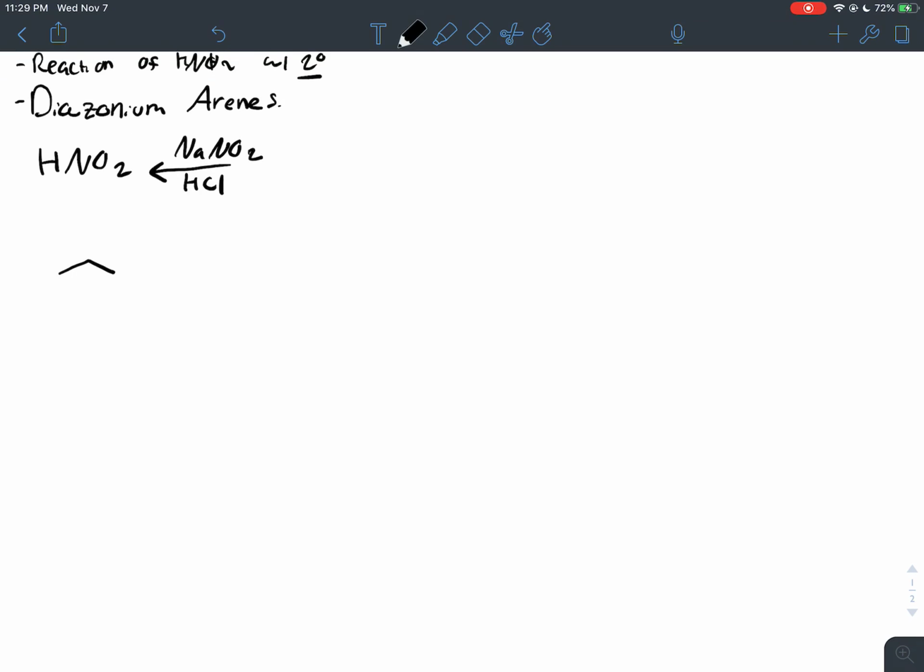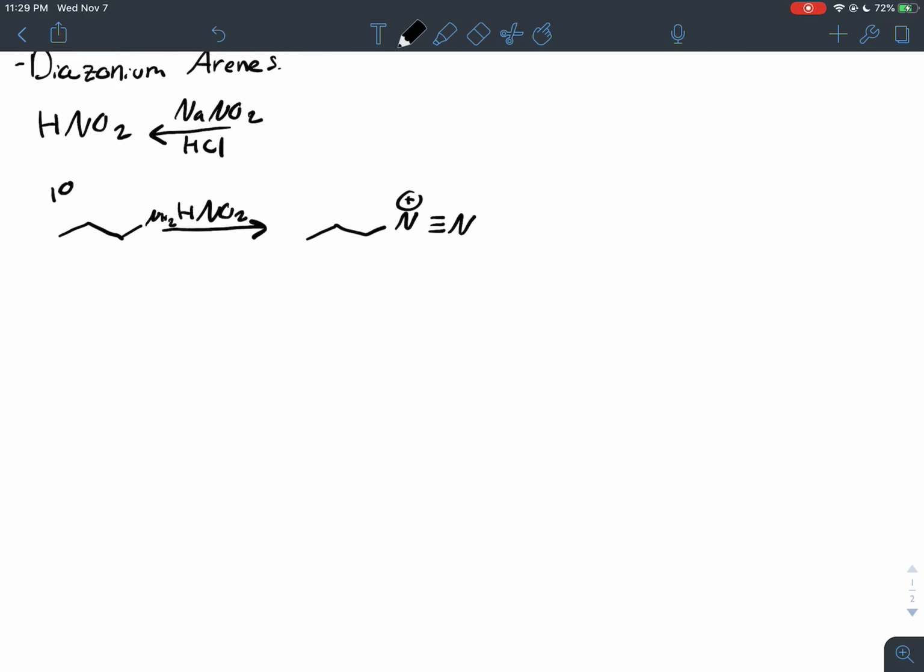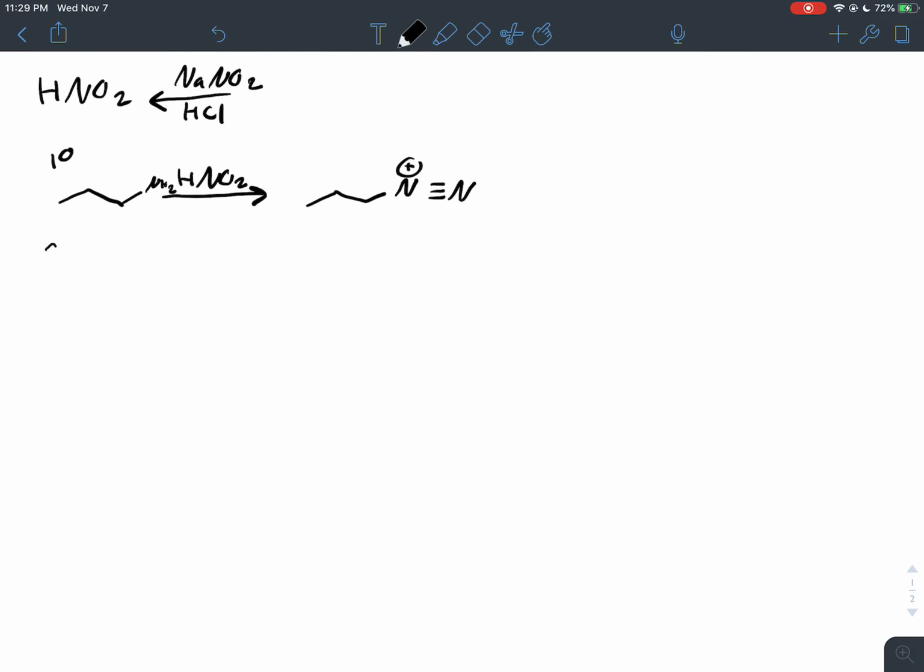When you react a primary amine, RNH2, with HNO2, you form a diazo compound. It's pretty unstable. It's going to readily leave because it forms nitrogen gas, which is a good leaving group.